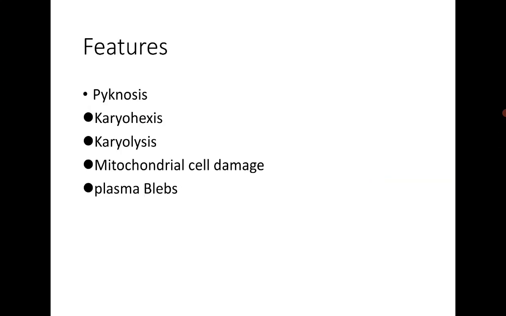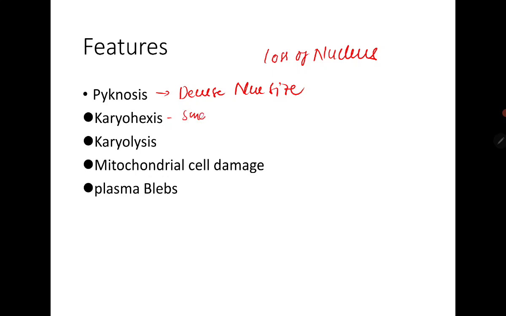So what are the features of necrosis? Generally, the main characteristic of any cell death is the loss of the nucleus. Here, pycnosis is nothing but a decrease in nuclear size. Karyorrhexis is the breakdown of the chromatin material, which leads to the formation of small debris. Then karyolysis is the complete breakdown of the nucleus. Mitochondrial cell damage as well as plasma blebs.